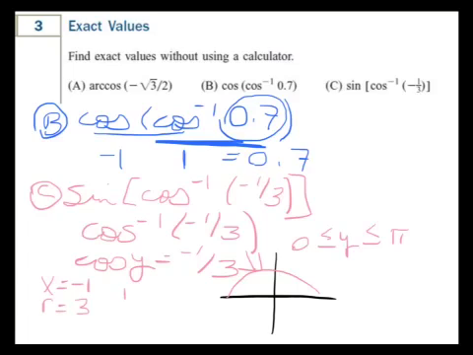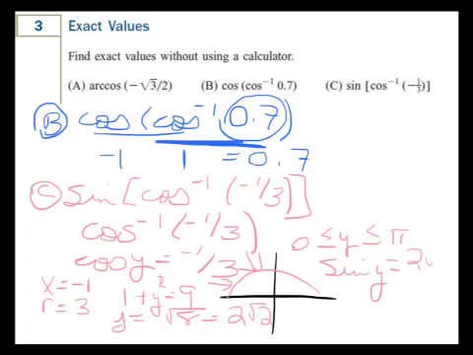So I've got x squared is 1 plus y squared equals 9. Therefore, y is going to be equal to the square root of 8, and y in this value is positive, so square root of 8 is actually 2 square root of 2. So to find the sine, all you have to do is the sine of y is going to be equal to 2 square root of 2 over your r, which is 3.